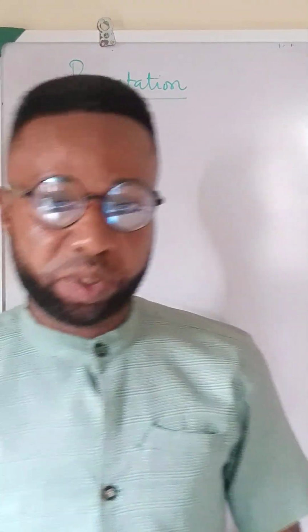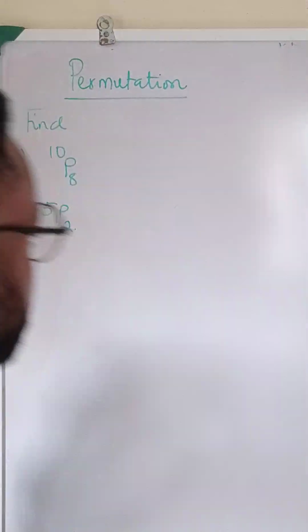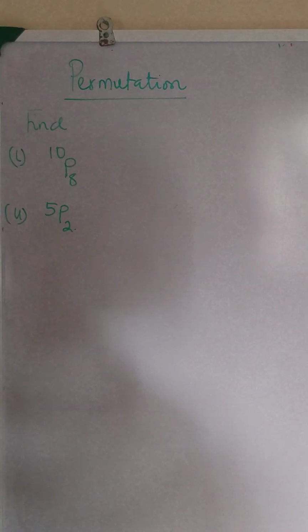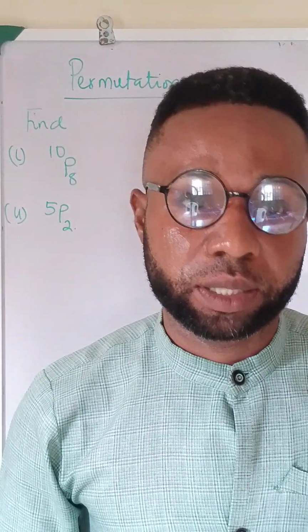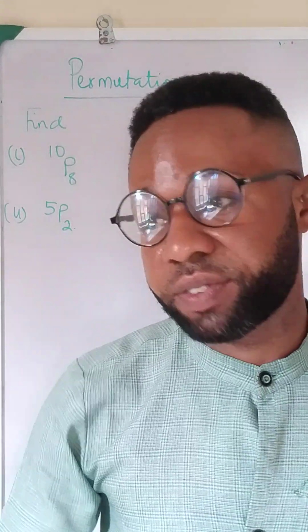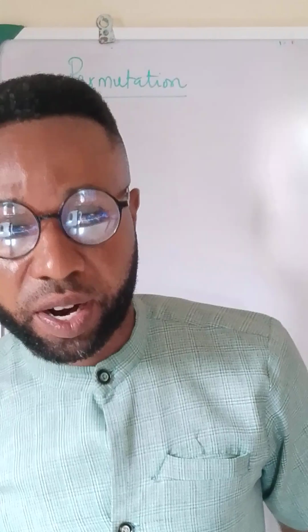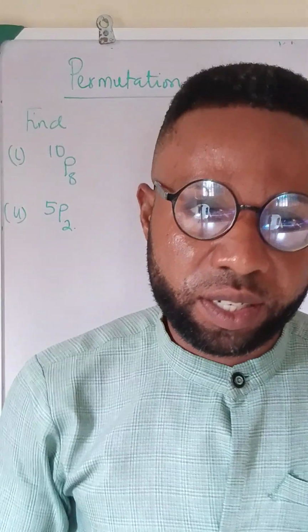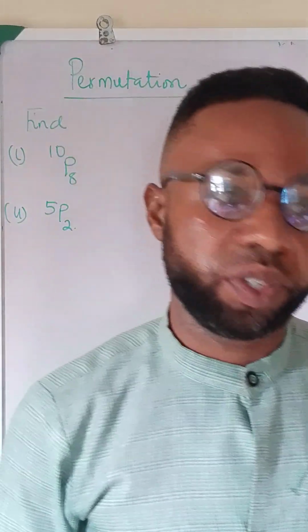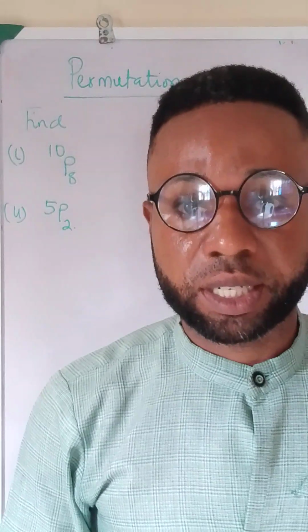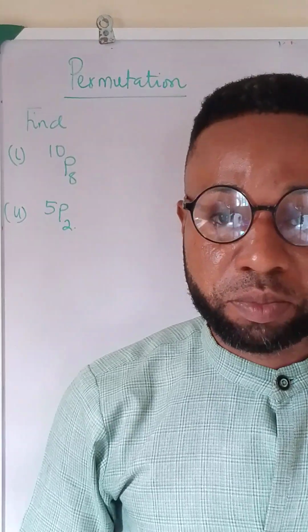Hello viewers, we are going to be looking at permutation, and under permutation we are going to consider these two problems. Now, permutation is used in mathematics when the arrangement of objects or numbers etc. are to be considered. For instance, if you have 1, 2, 3, 4, 5, you look at the different ways in which the numbers I've just mentioned can be arranged. And so if you're considering that, it means you're actually doing a permutation.